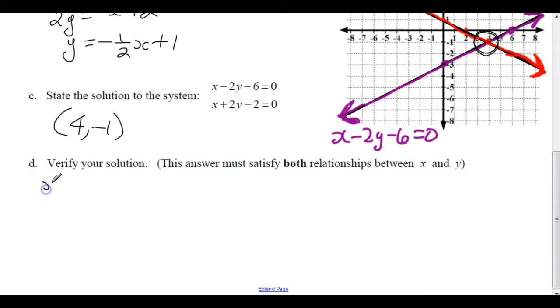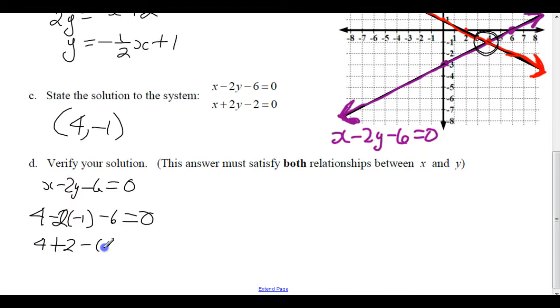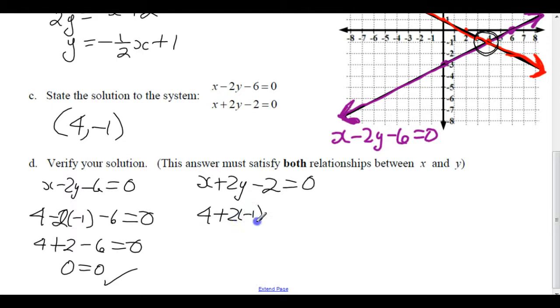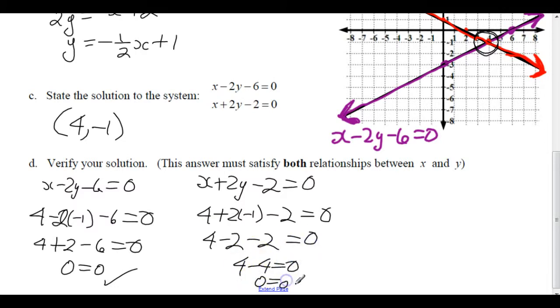So let's do x minus 2y minus 6 equals 0. 4 minus 2 times -1 minus 6 equals 0. 4 plus 2 minus 6 equals 0. 0 equals 0. Check. And the other equation is x plus 2y minus 2 equals 0. 4 plus 2 times -1 minus 2 equals 0. 4 minus 2 minus 2 equals 0. 4 minus 4 equals 0. 0 equals 0. Also a check.